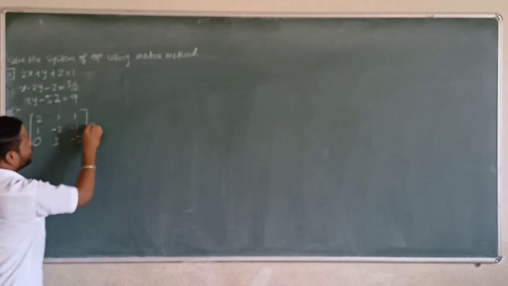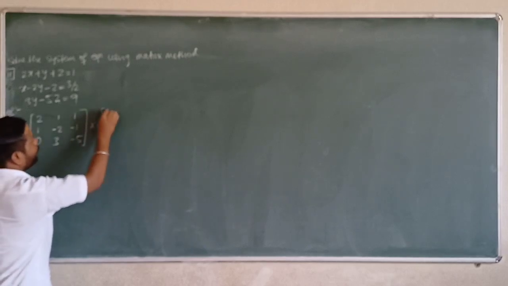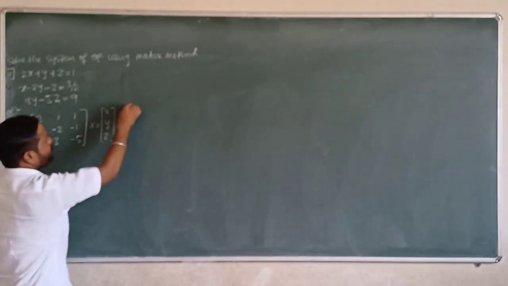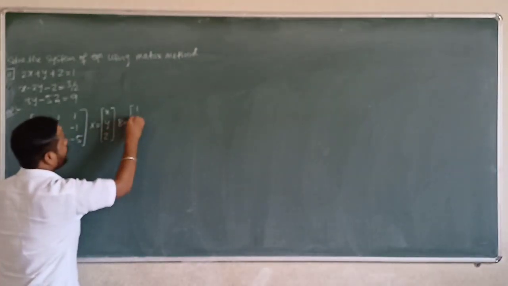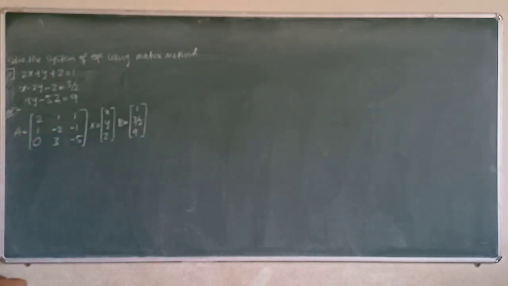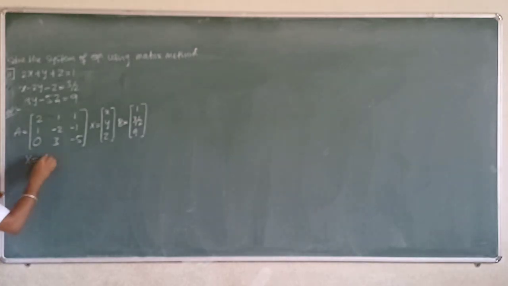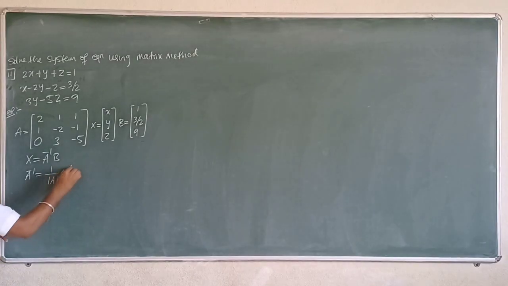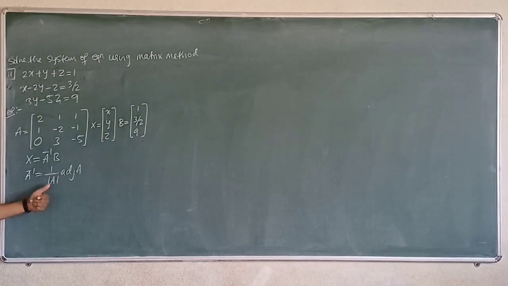Okay. Take again x is equal to, x meaning variables x y z now, right? Next b is equal to, b meaning constants, that is 1, that is 3 by 2 and it is 9 now. Okay, right? Take up first, find out. We know that x is equal to A inverse into B is the matrix method. A inverse formula is 1 divided by determinant of A into the adjoint of A now, right? First find out what is the determinant. Okay, determinant of A is equal to now, right?